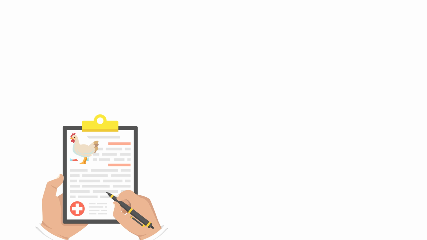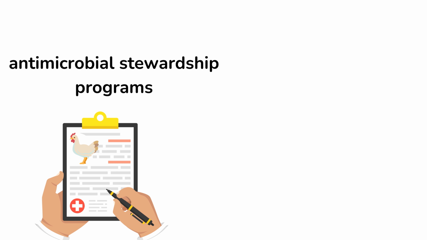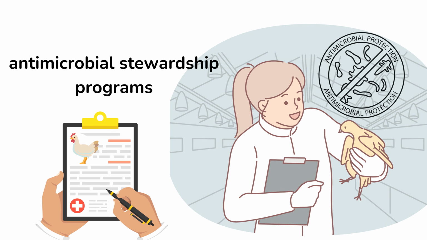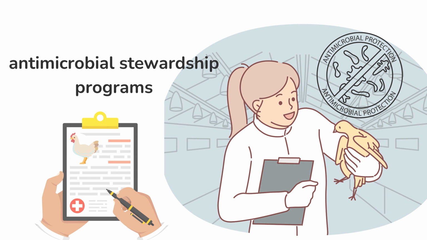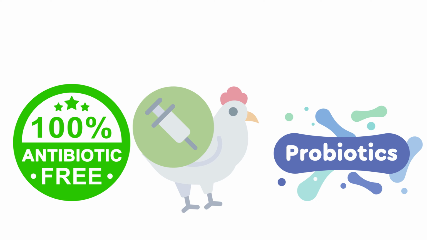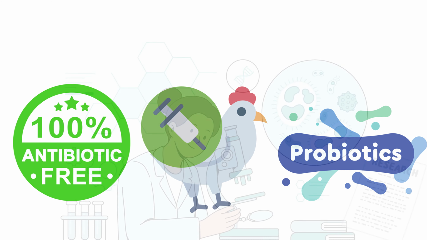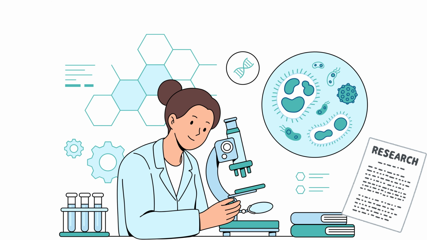The poultry industry is actively addressing AMR through antimicrobial stewardship programs, ensuring that antibiotics are used only under veterinarian prescription. Producers are focusing on reducing antibiotic use, exploring alternative disease prevention methods like vaccines and probiotics, and investing in research to ensure safe practices and reduce the spread of resistant bacteria.